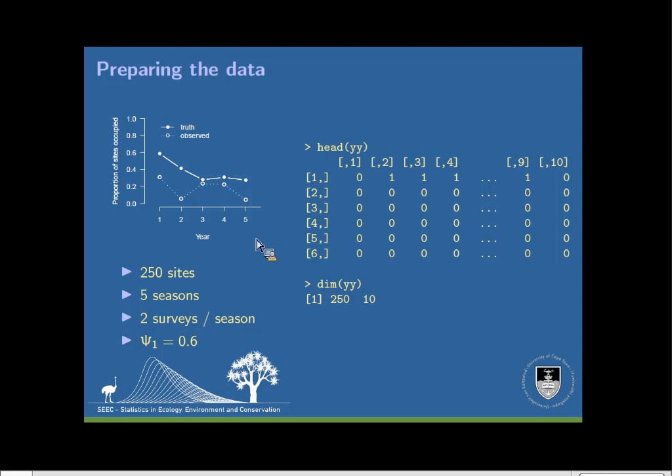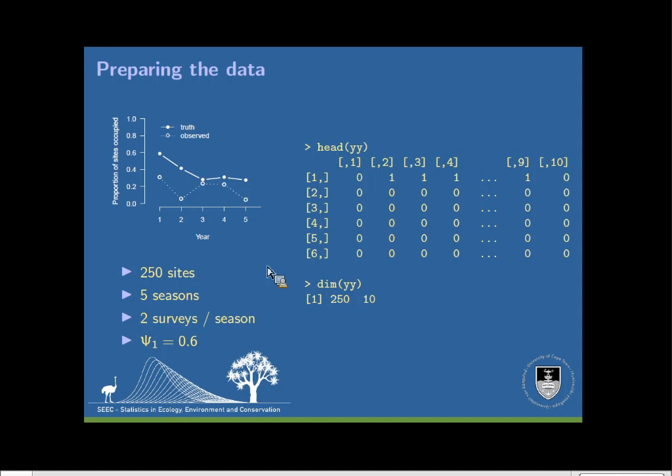Okay, so I'm going to show you an example with a simulated data set. Simulations are convenient because we know what the truth is, but obviously it's not as exciting as having a real data set. So I simulated data for 250 sites, 5 seasons, and 2 surveys per season. You can see part of the data here. So we've got 10 surveys essentially. Each season we have 2, so survey 1 and survey 2 were done in season 1, and we are going to assume closure over that period. Then the next season has surveys 3 and 4 and so on, and the last are 9 and 10.